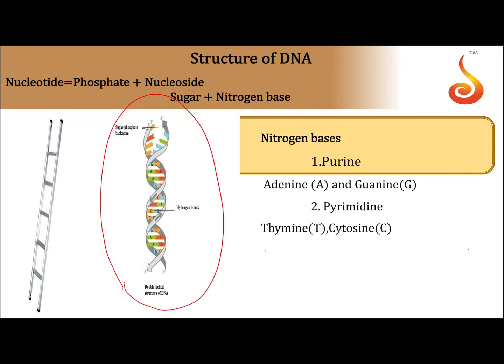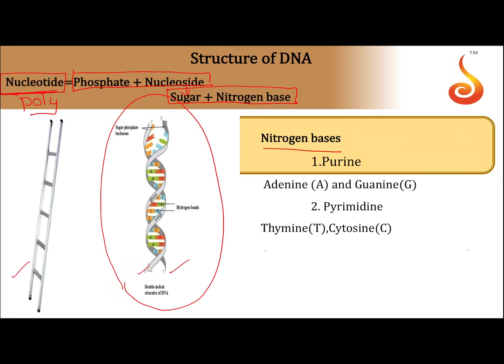What is DNA? DNA is genetic material made up of a double strand. DNA looks like a ladder structure. Each DNA is made up of nucleotides. Many nucleotides together are called polynucleotides. Nucleotides are made up of phosphate and nucleoside. Nucleosides are made up of pentose sugar and nitrogen bases.